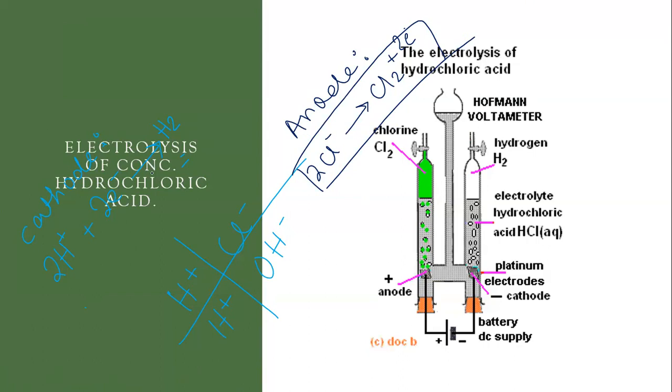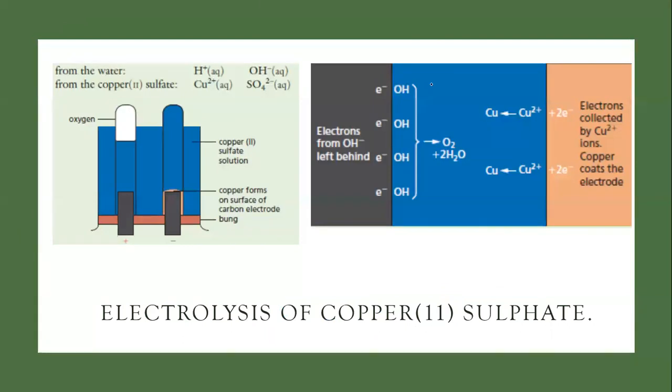Now, keep this in mind. If this was dilute acid, then hydroxide would be the one that would go to the anode. But because it's concentrated, that's why chloride is going. Now, let's take another situation. I am doing electrolysis of copper sulfate solution.